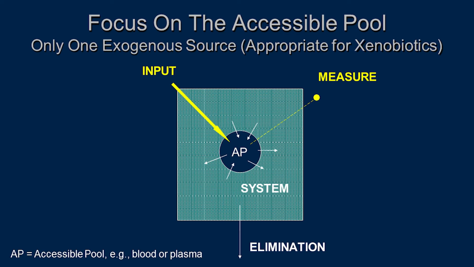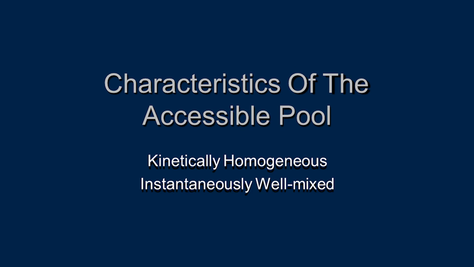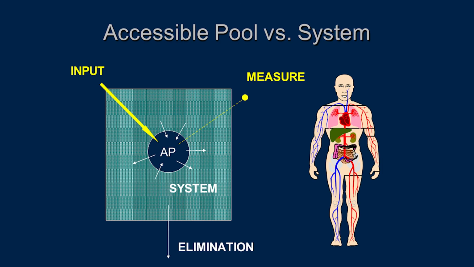So the accessible pool of a non-compartmental system essentially has characteristics that are the same as the compartments that we have described. The accessible pool has to be kinetically homogeneous and instantaneously well mixed. Most of the time, it's pretty obvious by now, the accessible pool is plasma, the circulating blood, which is an ideal compartment because it can be described very well by being kinetically homogeneous and instantaneously well mixed. And so the non-compartmental framework partitions the system into an accessible pool where we dose and we measure from, and a system that we make no statement on, right? Anything else is undeclared.